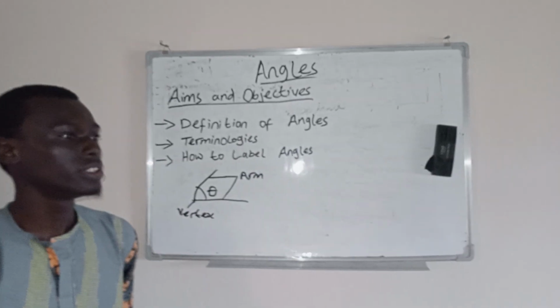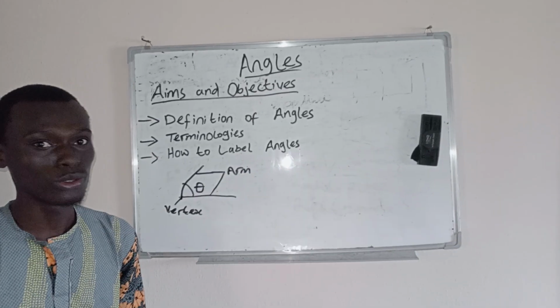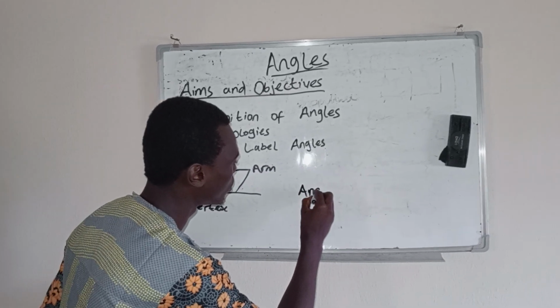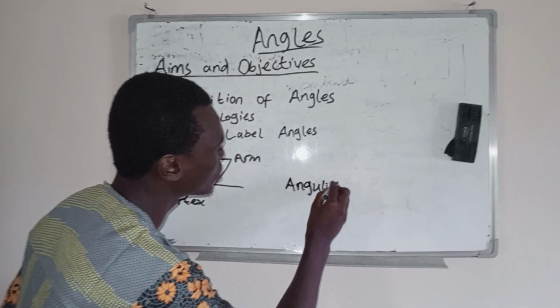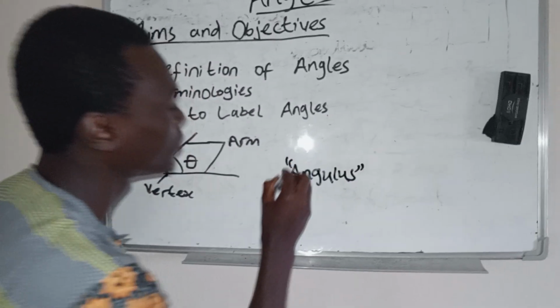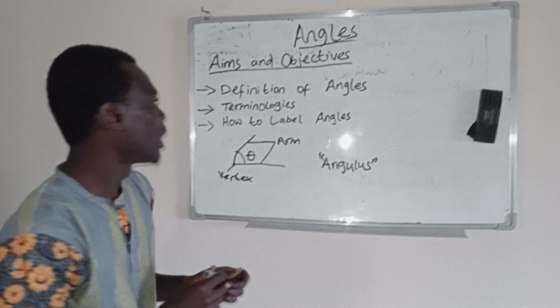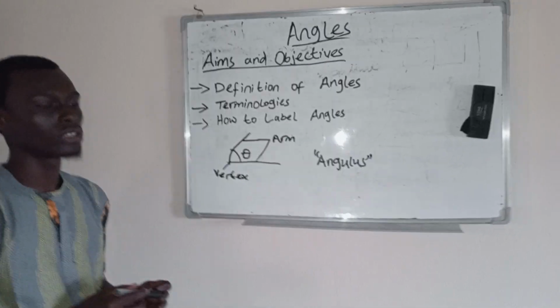Okay, angle is derived from the Latin word angulus, which means corner. Angulus, which means corner, is the word from which angle is derived. And now some terminologies used in angles.